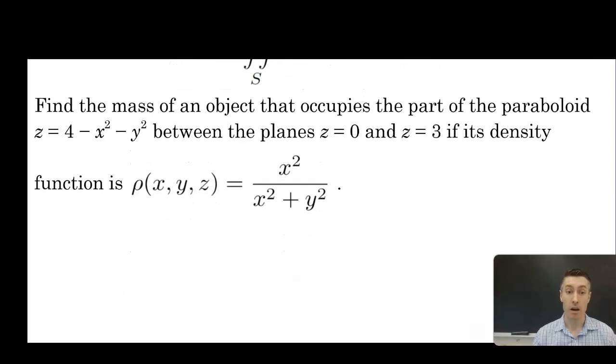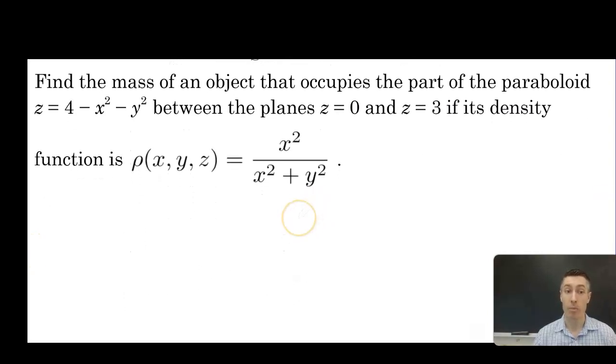So find the mass of an object that occupies the part of the paraboloid z equals 4 minus x squared minus y squared between the planes z equals 0 and z equals 3 if its density function is rho of xyz equals x squared over x squared plus y squared. Right, so an object, think of a piece of foil, a thin sheet. That's the object, and it perfectly fits the shape of the surface that we're defining, and we're going to find the mass of that object.